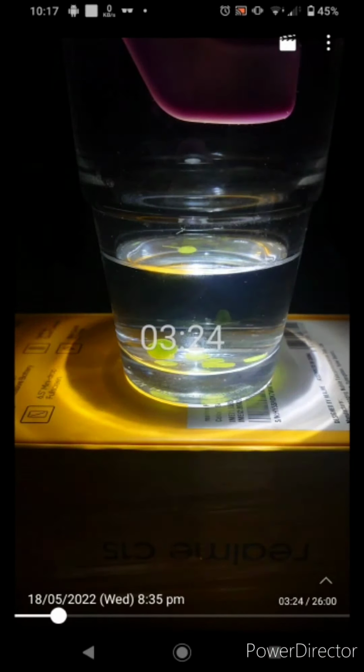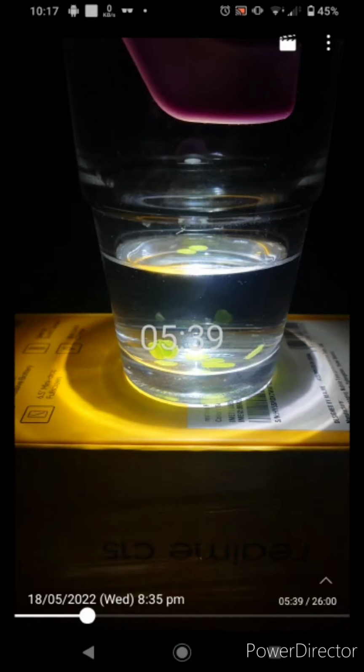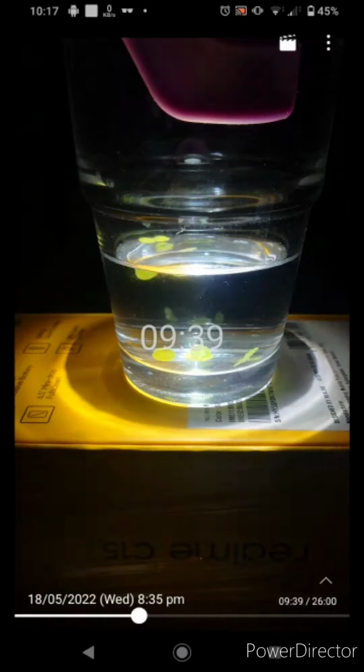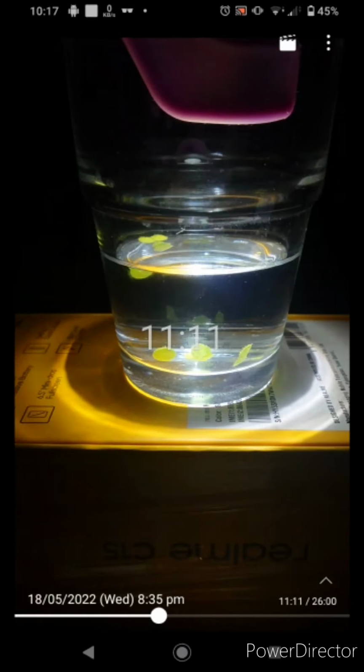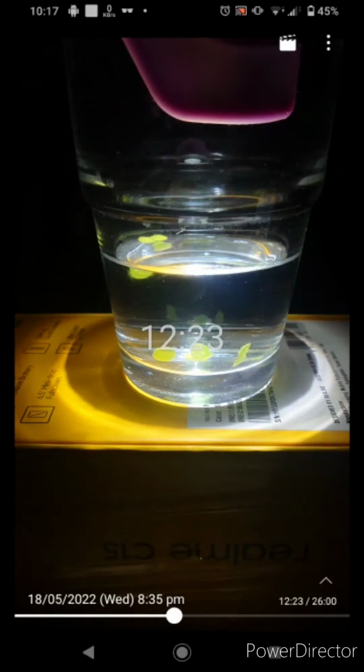When all the leaf discs have settled down, I carefully remove the plunger and pour the discs and solution into the beaker. I set up my torchlight, suspended about 3 cm above the beaker. Now, let's watch the time frame of my experiment.